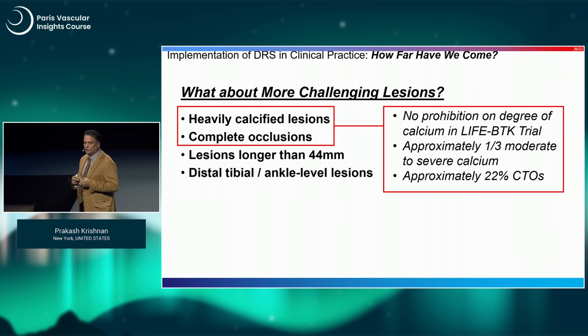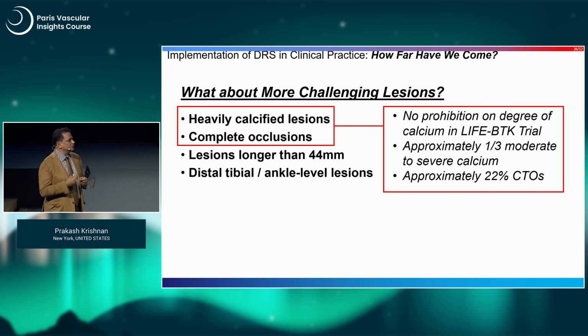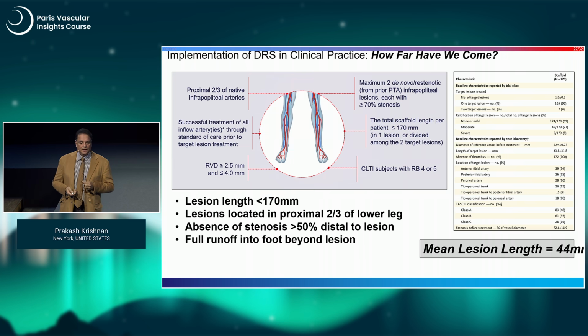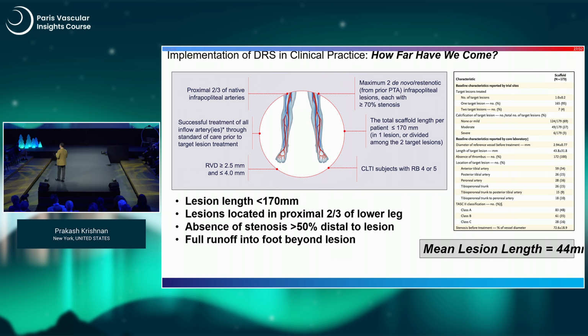I know that when we're dealing with complex tibial lesions, balloon angioplasty is not adequate vessel prep. So this is an issue. And I think we're going to learn more as we gain real-world experience with these PLLA scaffolds, to see how they respond to more complex lesions. Lesion length is also an issue, with a mean lesion length of only 44 millimeters, and also Rutherford class. Even though there was a smattering of Rutherford 5, the majority of the patients were Rutherford 4.